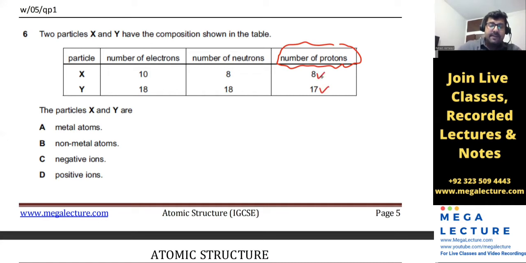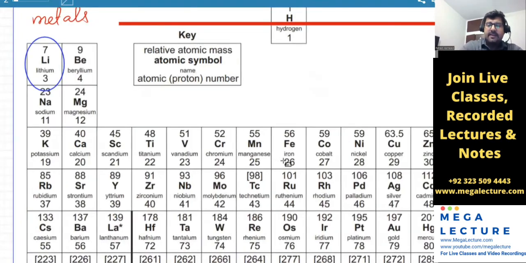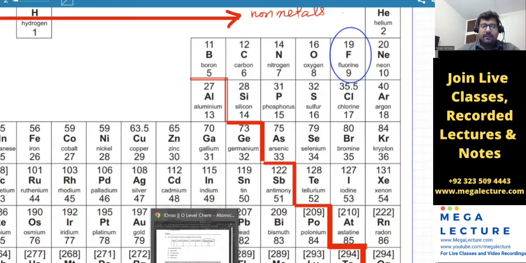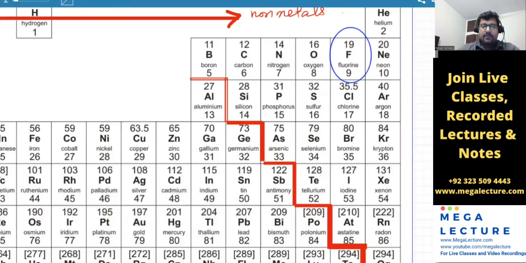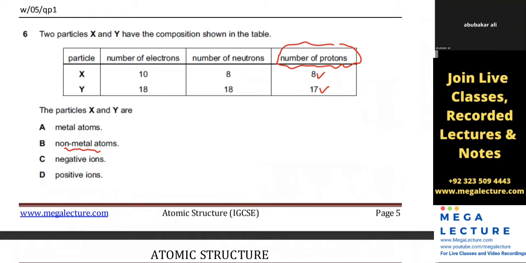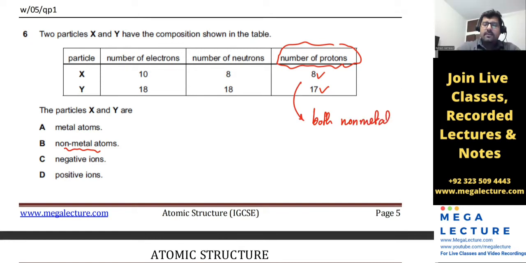One is 8 and the other one is 17. So which element are we talking about? On the periodic table, 8 and 17, one of them is oxygen. The other one is chlorine. So they're both non-metals, right? So is this statement correct? No, it's not correct. What do you think is wrong with this statement?